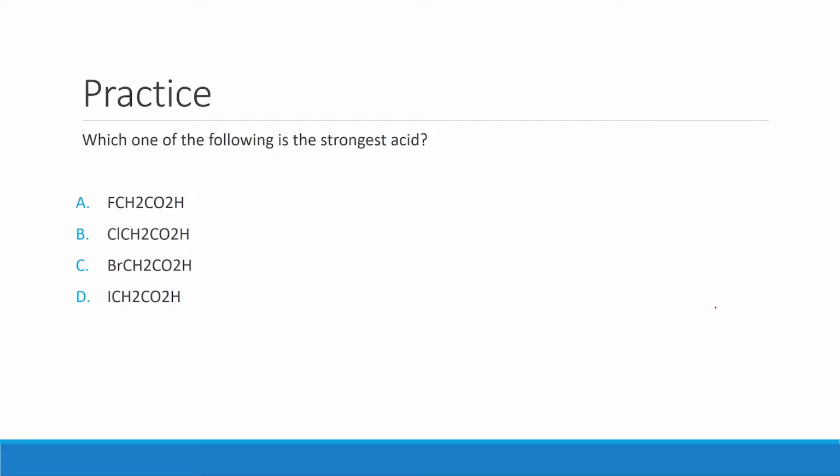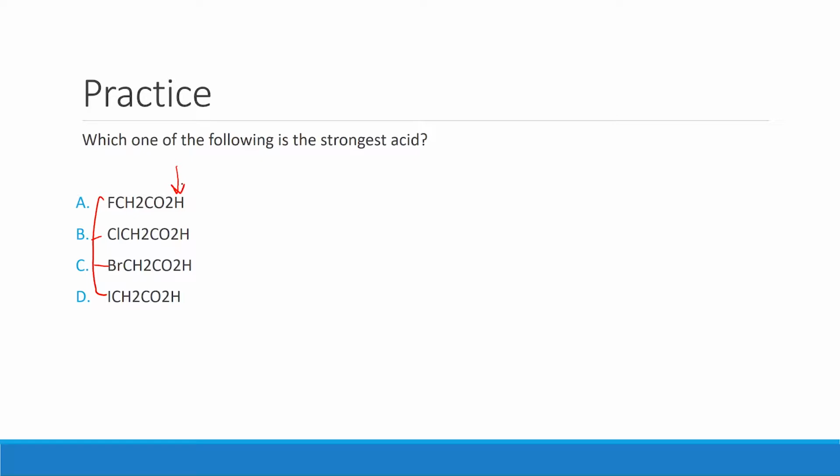So let's do an example here. Based on our rules we just went over, which of the following here is the strongest acid? Now you can see that between A, B, C, and D, structurally, they're all very similar, except that we have a different element on the end: fluorine, chlorine, bromine, or iodine. Now I want you to consider the structure here. And notice that where the fluorine, chlorine, bromine, and iodine are, they are not on or connected to the hydrogen that is the acidic hydrogen.